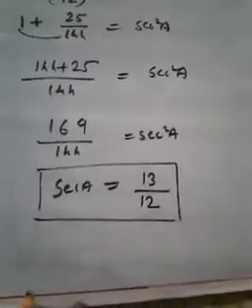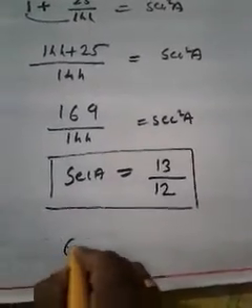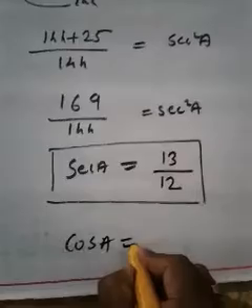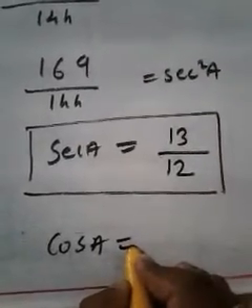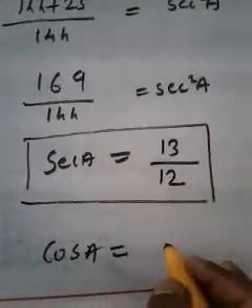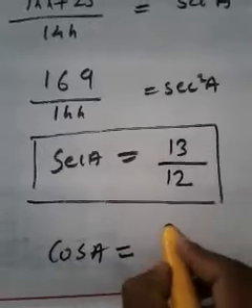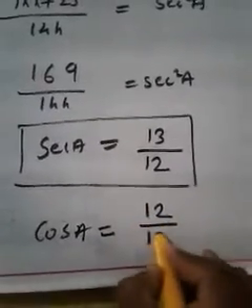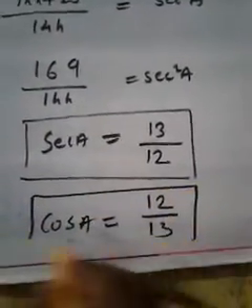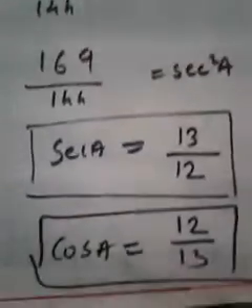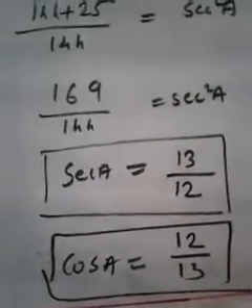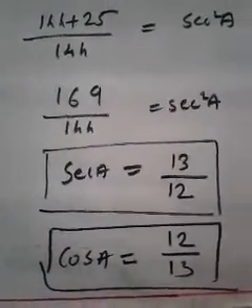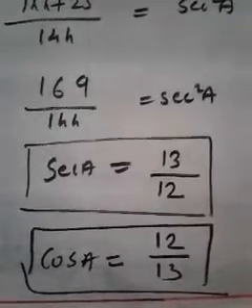Since we got sec, can anyone tell me the value of cos A? How can you calculate the value of cos A with sec given? Sec we got as 13 by 12. Then what will cos A be? Yes, you are right. The answer is 12 by 13. Just take the reciprocal. So we got the value of cos A also. So cot A we got, then sec we got, and cos A also we got. And now can you calculate the value of sin A? Yes, of course.